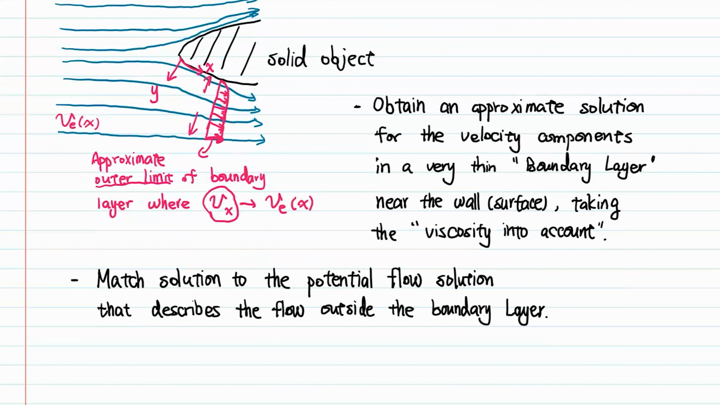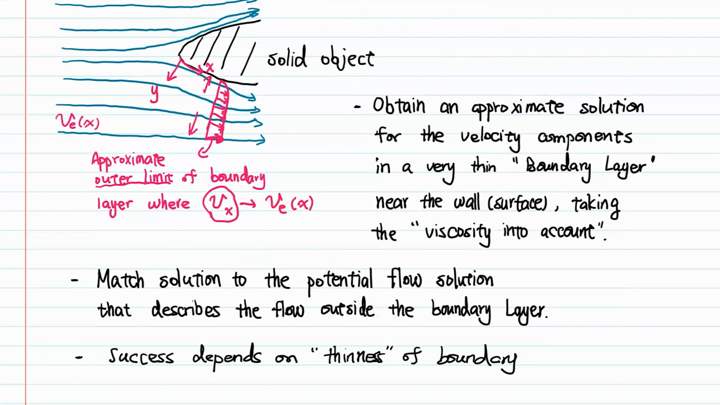And the third point is that the success of the boundary layer theory actually depends on the thinness of the boundary layer. So that means the boundary layer thinness depends on a high Reynolds number. Okay? So here are the first 3 bullet points that I want to give you.